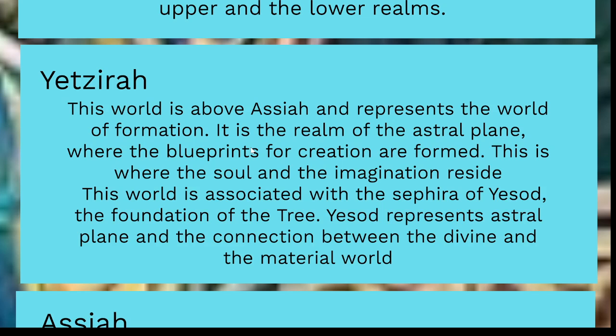And so next we get into Yetzirah. This world is above Assiah and represents the world of formation. It is the realm of the astral plane where the blueprints for creation are formed. This is where the soul and imagination reside. This world is associated with the Sephiroth of Yesod, the foundation of the tree. Yesod represents the astral plane and the connection between the divine and the material worlds.